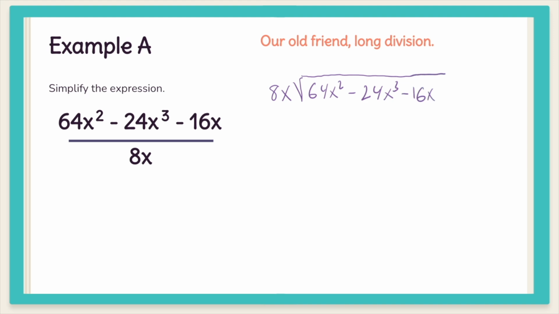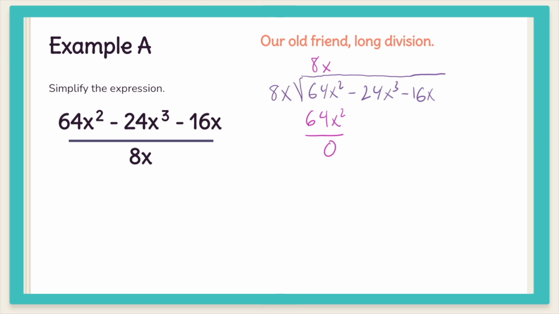All right, so now we're going to try and figure out what goes into 8x that could give us 64x squared. And that number is 8. So 8 times 8 is going to give us 64, and that's great. But now when I go to put the x, I only have one x, and I need to get x squared. So I need to make sure that I include an x here, so that 8x times 8x is going to give me x squared. Then 64 minus 64 is going to give me 0. X squared minus x squared is going to give me 0, and I've got 0.